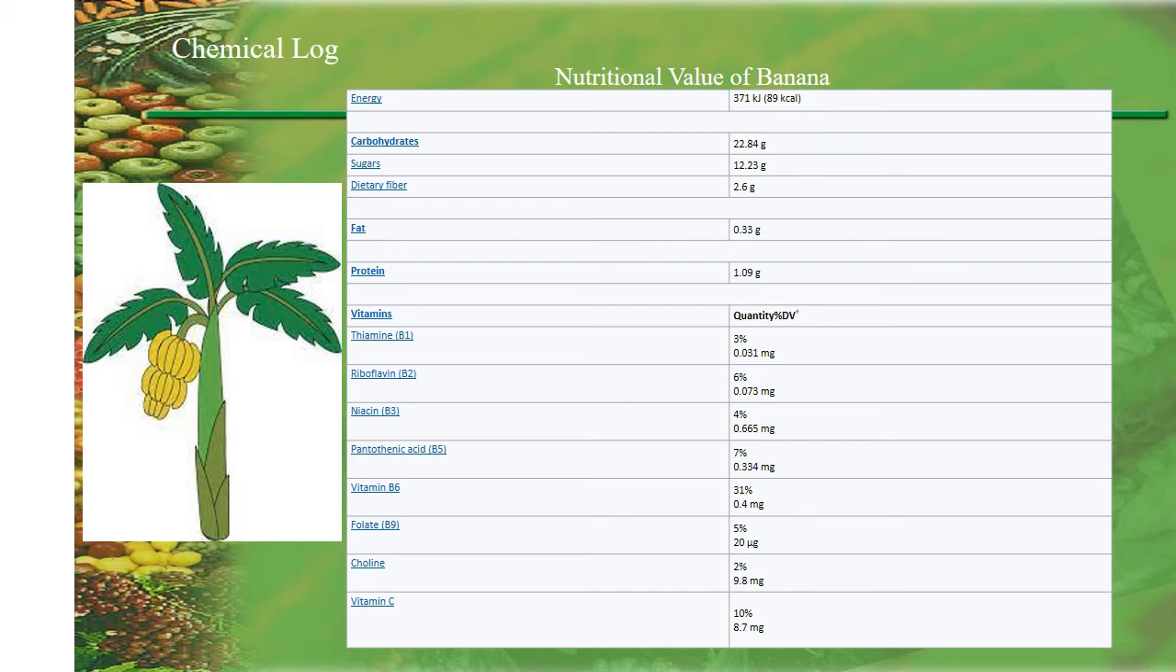Vitamins and quantity percent. Thiamine B1, 3%. Riboflavin B2, 6%. Niacin B3, 4%. Pantothenic acid B5, 7%. Vitamin B6, 31%. Folate B9, 5%. Choline, 2%. Vitamin C, 10%.